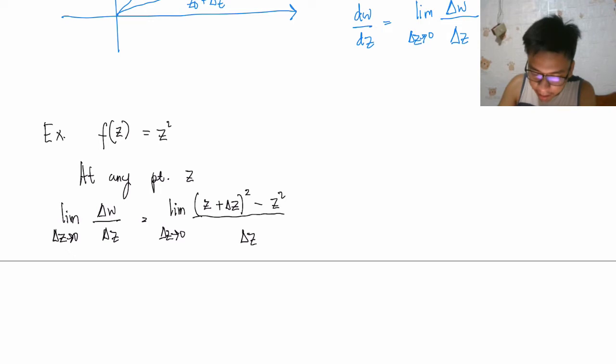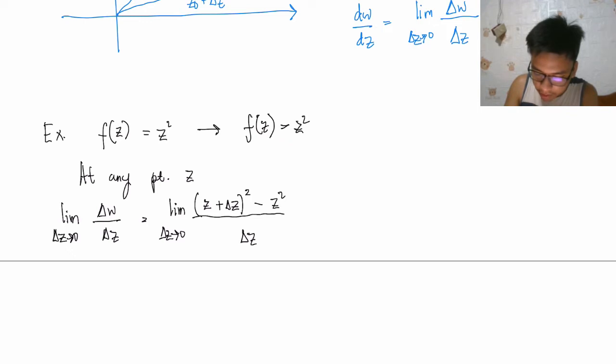So why is this again? Because the definition of our function is f of z equals z squared. So in this case, we substitute here because this is z plus delta z.